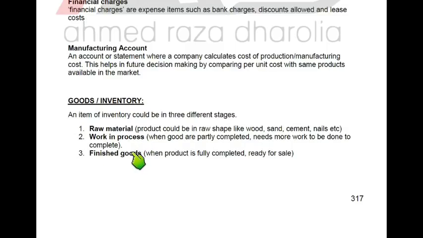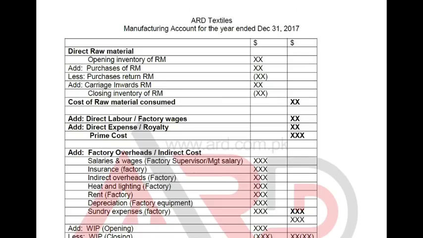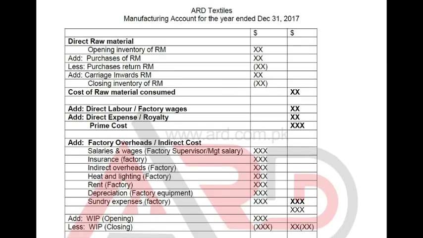Thirdly, we have finished goods. Finished goods are goods that are ready for sale, that are waiting for their customers to come and buy them. There are three types of inventory in a manufacturing environment. Let's move a bit further. Now we'll be discussing the manufacturing account.